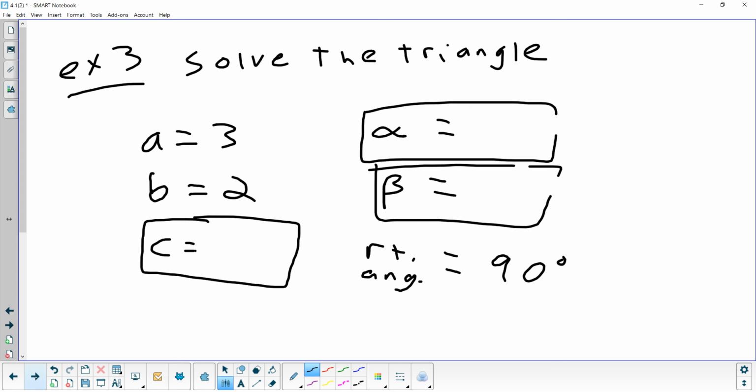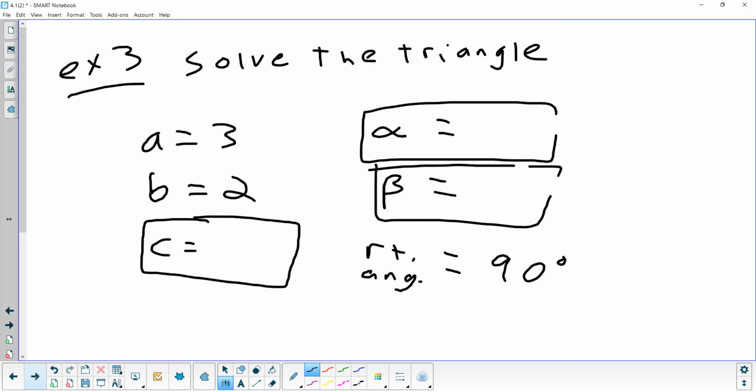So Katrina, what's different about the information that they give you this time? They give you 2 sides and an angle. Yeah, they give you the two sides to start with. Okay, we always have the 90, but they're giving us the two sides. So this is a different setup.